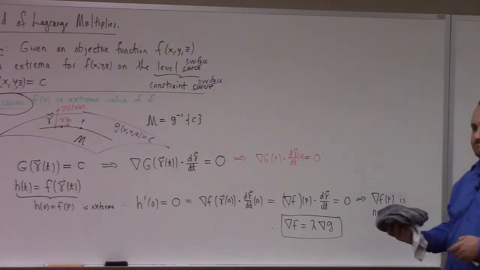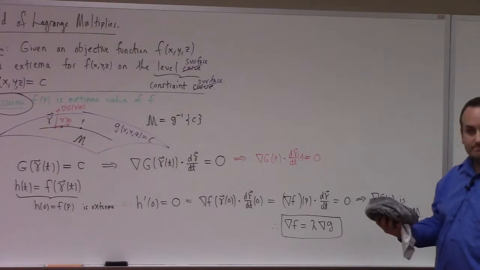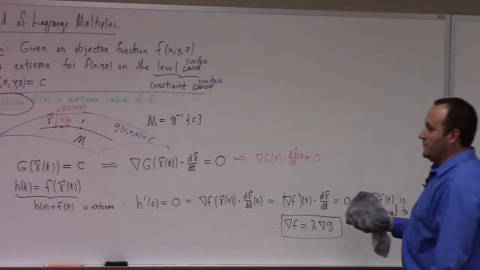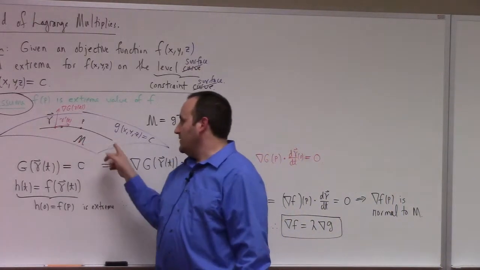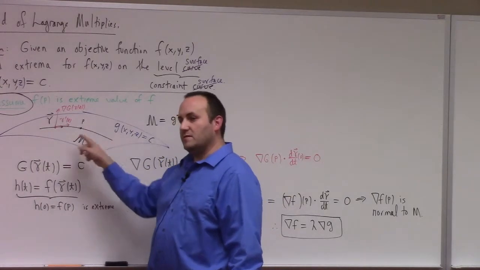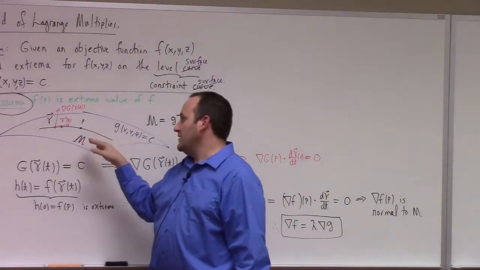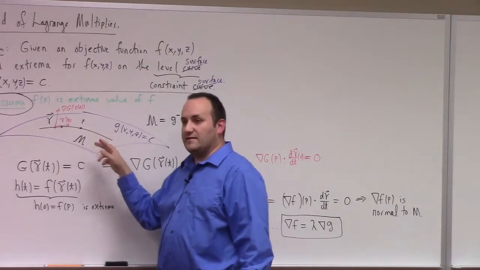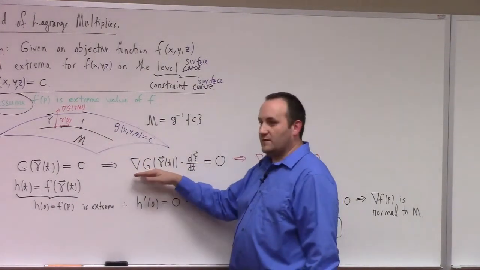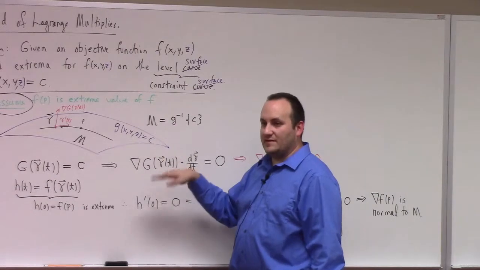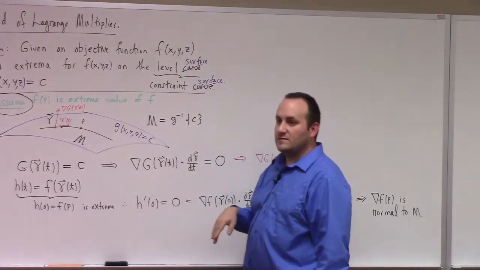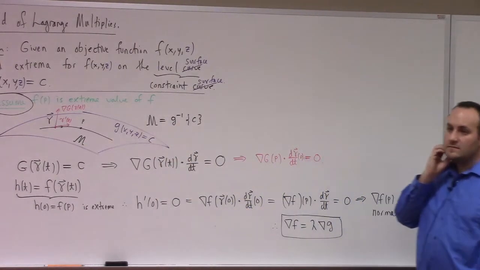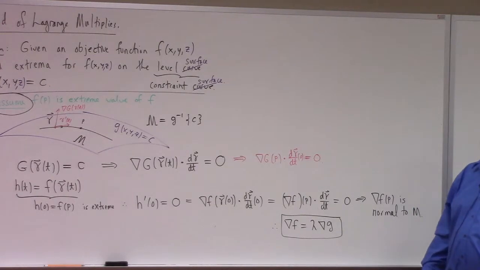What does gamma represent? Gamma is just the parameterization of a curve through the point, but you notice that this curve is arbitrary. So this actually goes to show you that every tangent vector has to be perpendicular to the gradient of g, which shows you that the gradient of g is in fact normal to the tangent space. P is the point where the extreme value is attained. The extreme value is f of p.